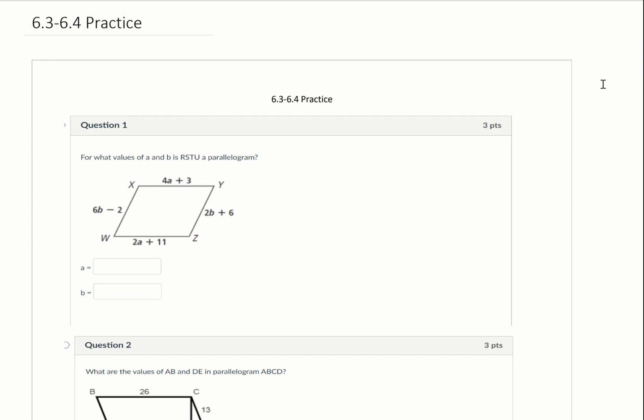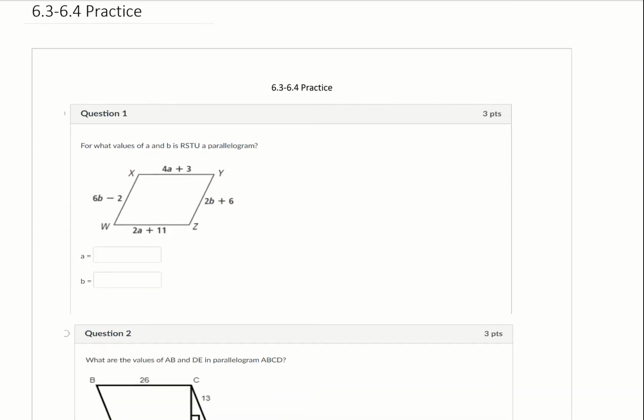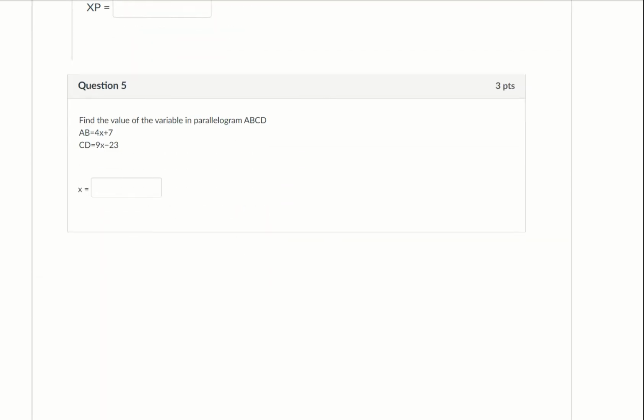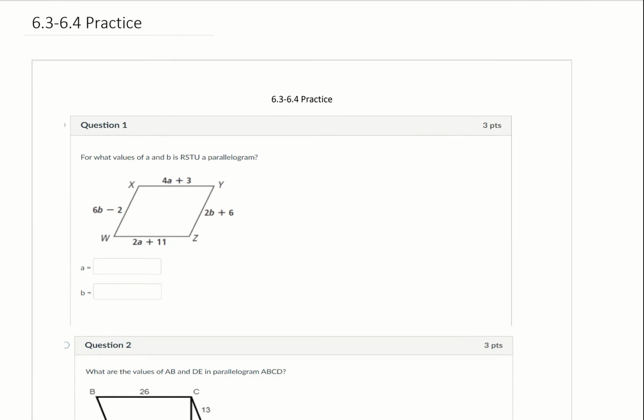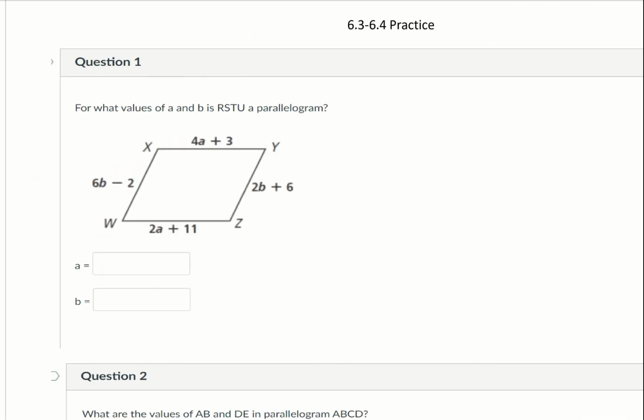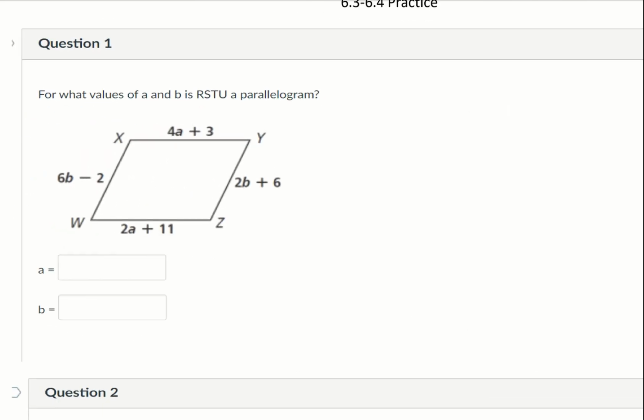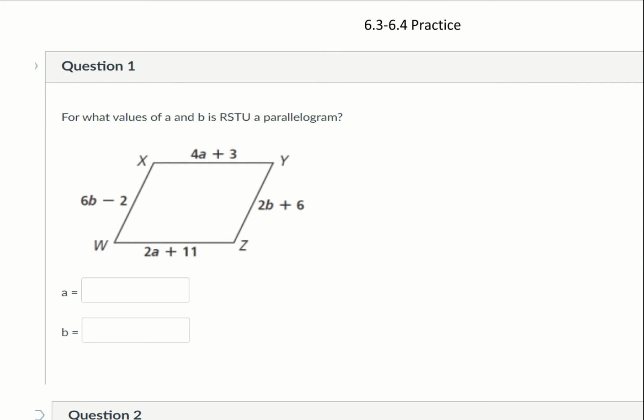Now these are again not in a particular order, so it's supposed to be a mixed bag of 6.3, 6.4 problems. So question 1. 6.3 is about parallelograms or properties of parallelograms, and 6.4 is showing that a quadrilateral is a parallelogram. So some of these questions are asking, is it a parallelogram? If it is, it's a 6.4 type question. 6.3 is, what are the properties of the parallelogram? Let's solve for a side or for an angle, okay?